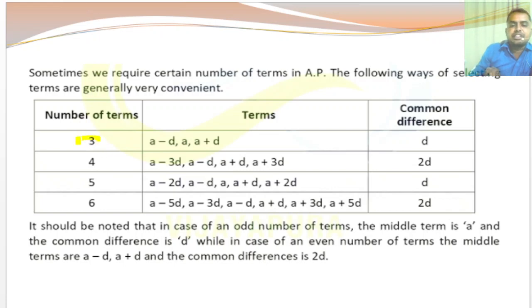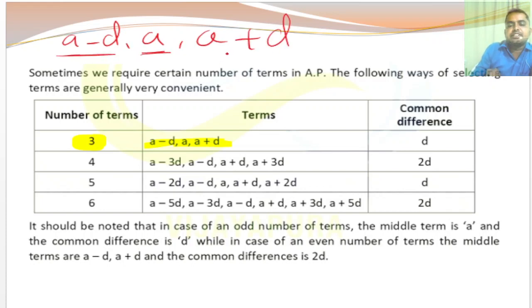If in the question it is given 3 terms, at that time a minus d is the first term. We have to select a minus d, a, a plus d as the terms of the AP. Here a minus d is the first term, a is the second term, and a plus d is the third term. And the common difference of these 3 terms is always d.